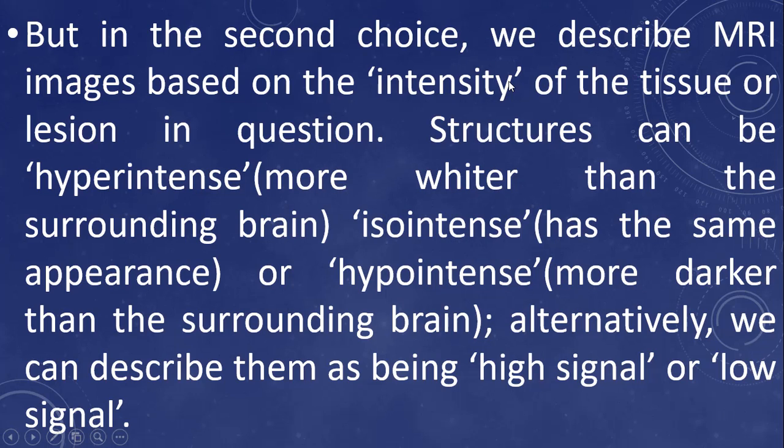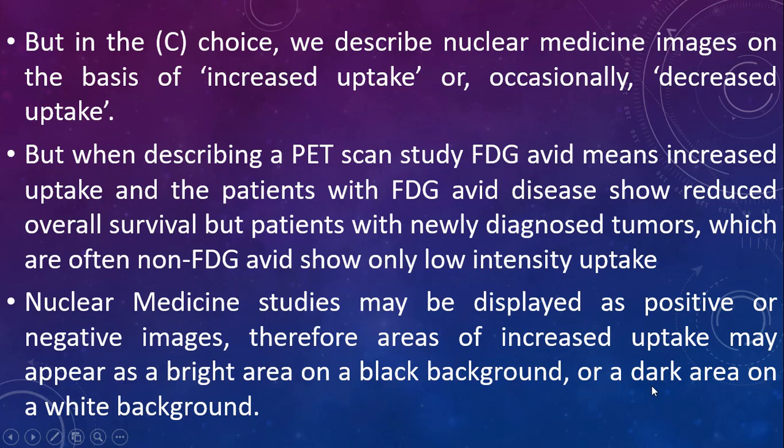In the second choice, we describe MRI images based on the intensity of the tissue or lesion in question. Structures can be hyperintense, i.e. whiter than the surrounding brain, or isointense, having the same appearance as the surrounding brain, or hypointense, i.e. darker than the surrounding brain. Alternatively, we can describe them as being high signal or low signal.